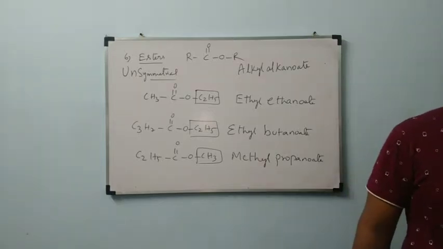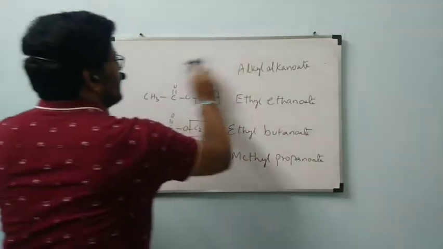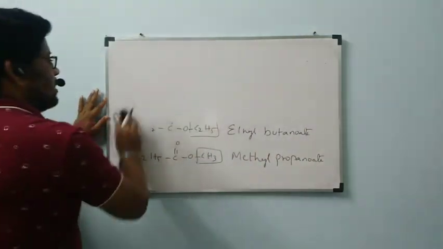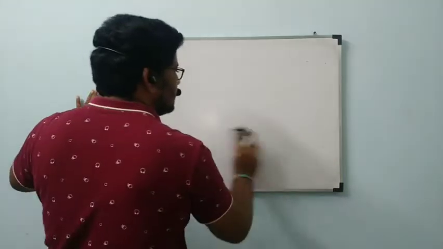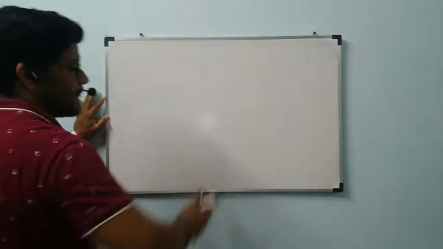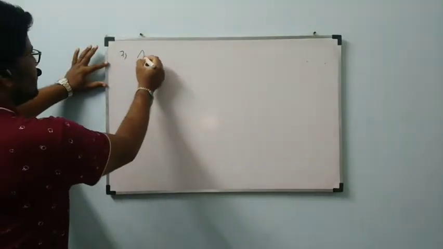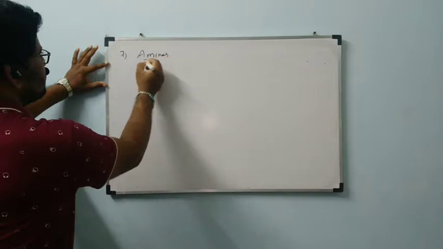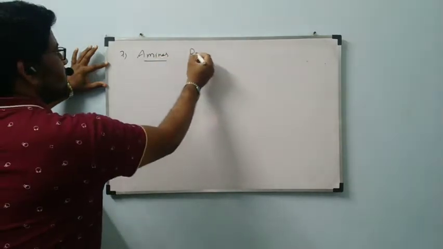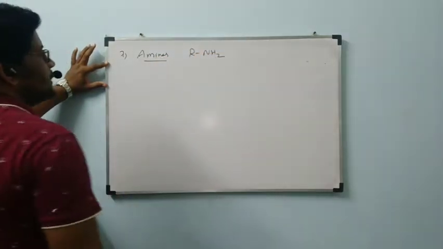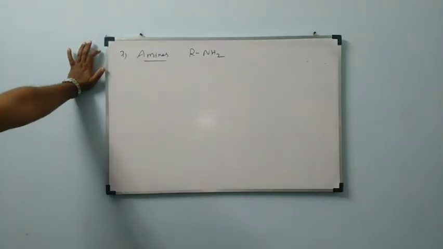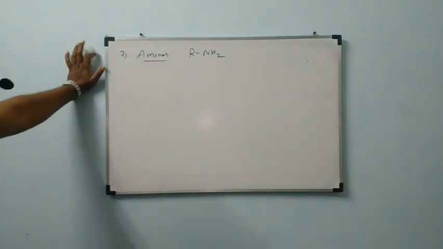Our next functional group is cyanide. Sorry, amine we will see. Seventh one, amines. Amines are generally represented by RNH2.